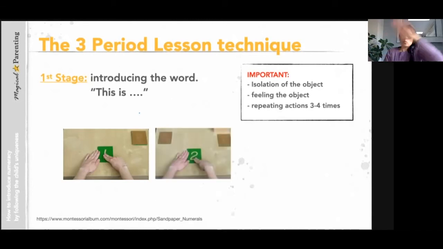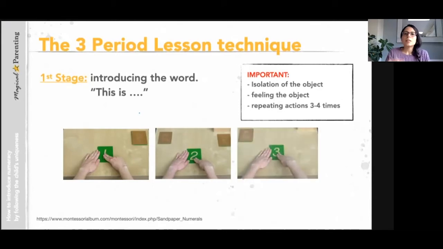Then you put 1 aside and you take number 2, and then you do exactly the same thing. This is 2. So you trace it, this is 2, you trace it, this is 2, and you give it to the child, and the child does it, this is 2, this is 2. And the same with number 3.